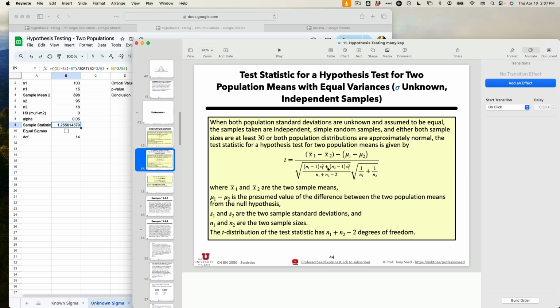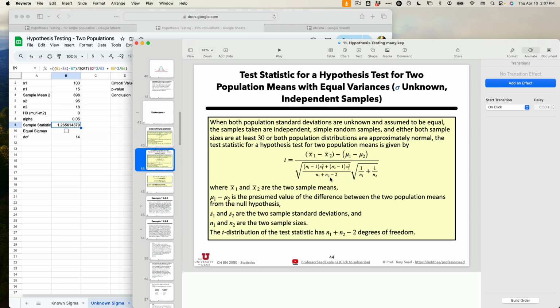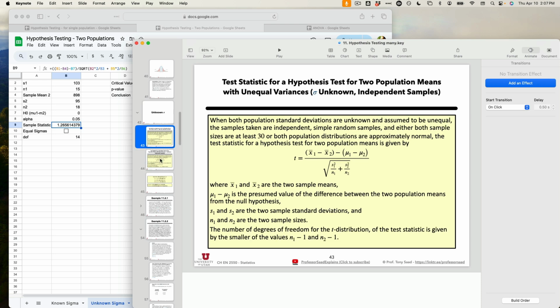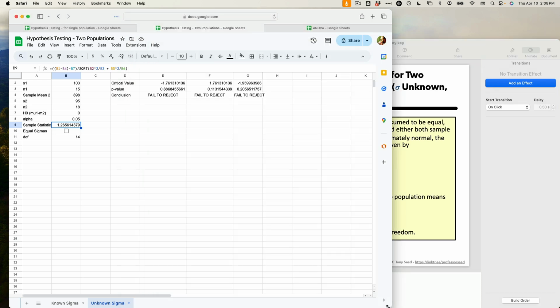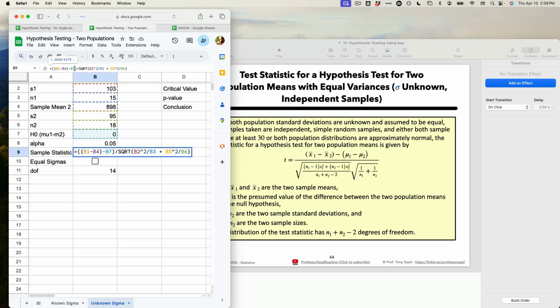I need to program this formula. If my sigmas are equal, then I'm going to do this. Otherwise, I'm going to do this formula. Let's start with this one here. We'll zoom in a little bit. I'll put an equal sign. Obviously, in Python this would be tremendously easier. I'm going to do IF B10, if this is true and therefore I have equal sigmas, then my test statistic is going to be this formula.